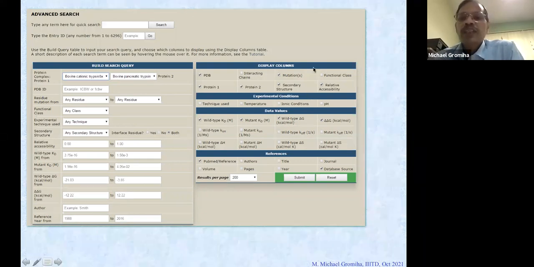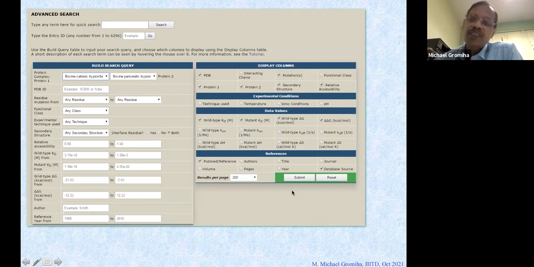On the right side, I give you a display option. There are various tabs we use in the database, and if you display everything, it is a big mess. So we give the display options, and the users have the flexibility to choose any of these tabs to be displayed in the output. And here we can choose how many results you want to display on every page.